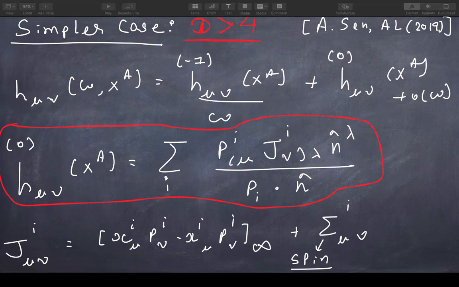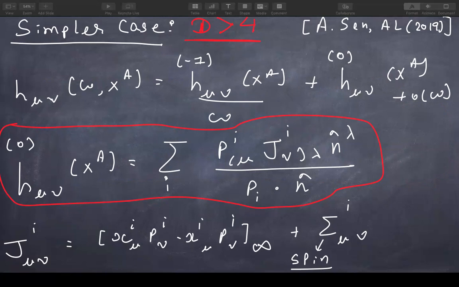So I'm going to look at a case which I call a simpler case, where we look at the classical gravitational radiation in d greater than 4 dimensions. And the reason this is a simpler case is because of what Laura mentioned before, that in d greater than 4 dimensions we do not have the 1/r effect. So that really simplifies the computation for radiation.